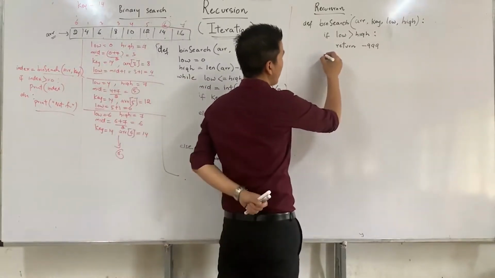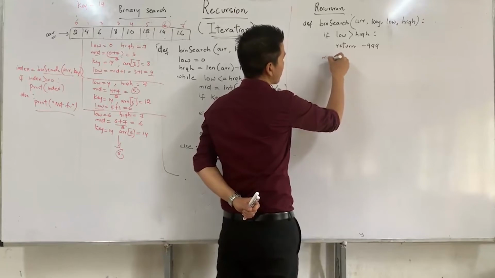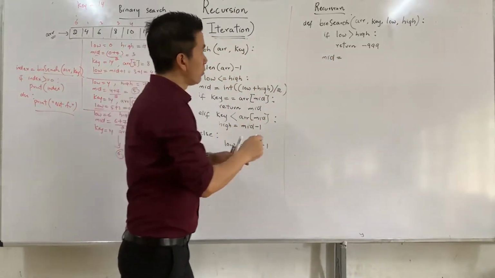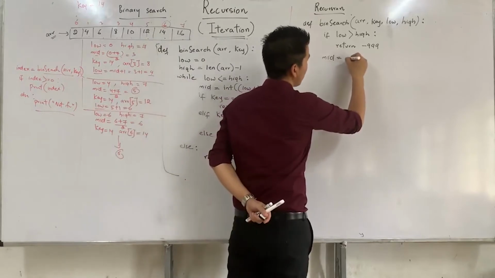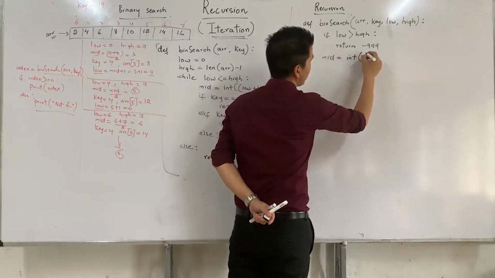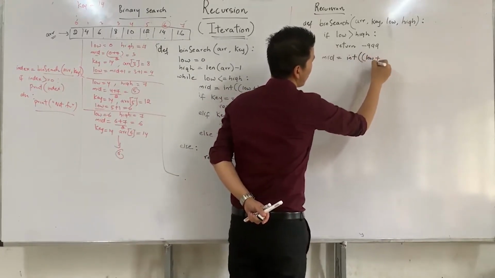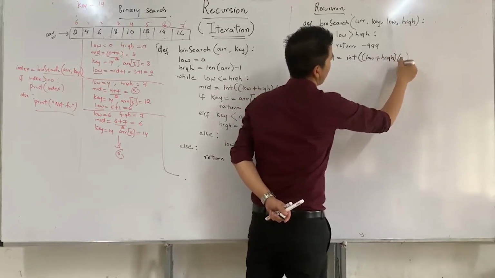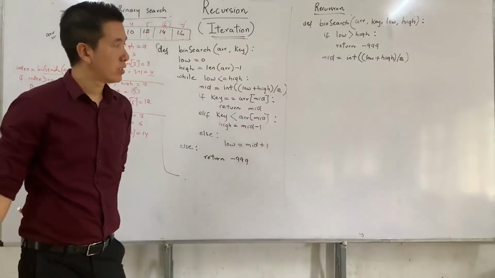And then you now have to calculate the mid value. The logic is pretty simple. mid is equal to int, and then you have low plus high divided by 2, and then you have the closing parenthesis.